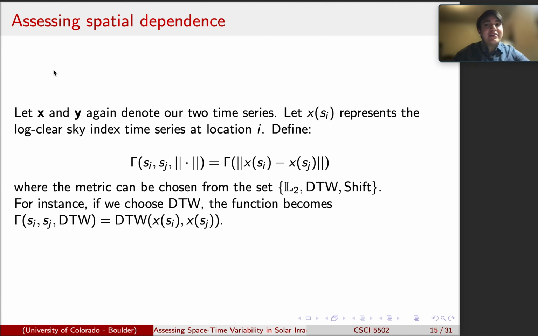And finally, to assess spatial dependence, we're going to get a function that calculates the cost between the series based on their geographical location. For this one, we can use the L2 distance, or we can realign the time series first and then use the L2. That's, for example, what is called the DTW metric. So we will realign them using DTW and then calculate the L2 distances.